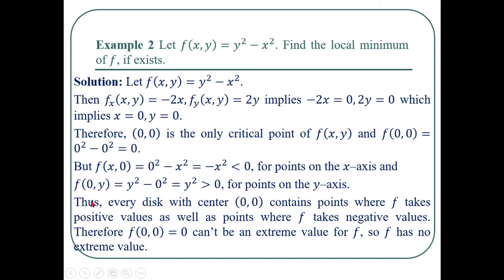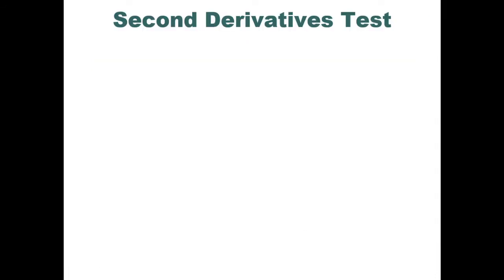So, here we have written every disk with center 0, 0. Disk means neighborhood. It contains points where f takes positive values as well as points where f takes negative values. Therefore, this value can't be an extreme value. Extreme value means local minimum or local maximum. So, f has no extreme value. So 0, 0 becomes a saddle point.